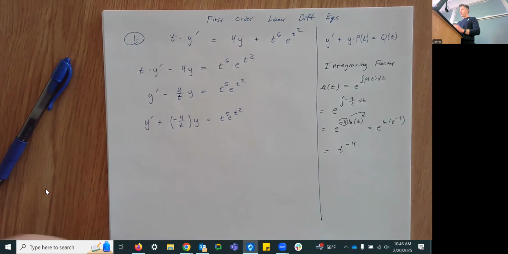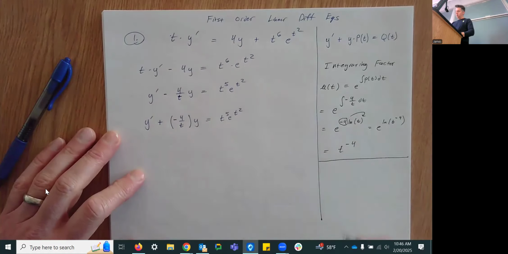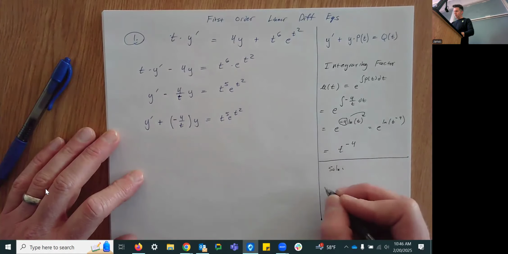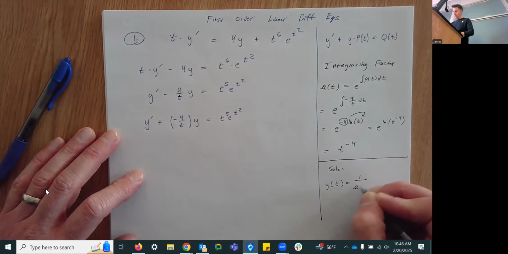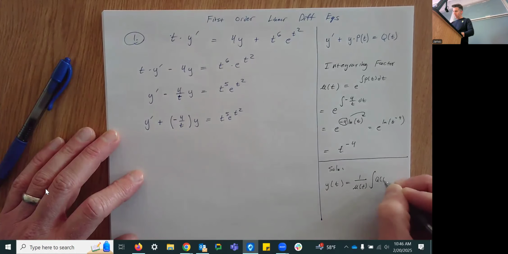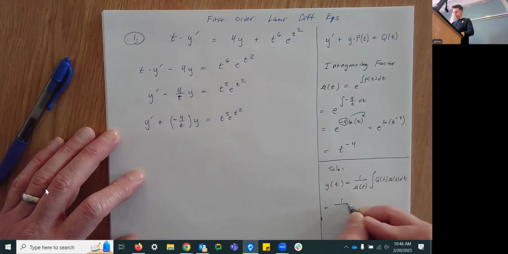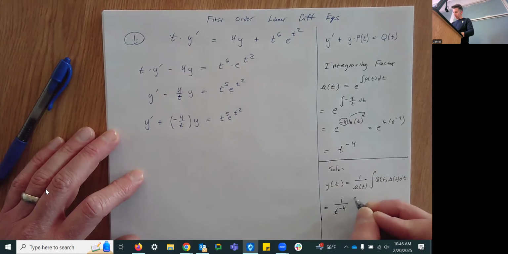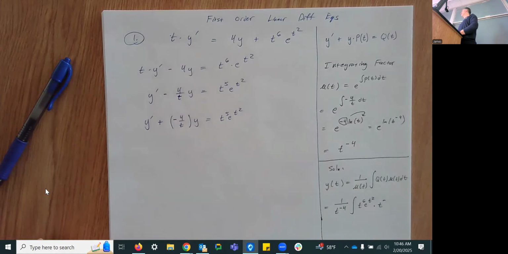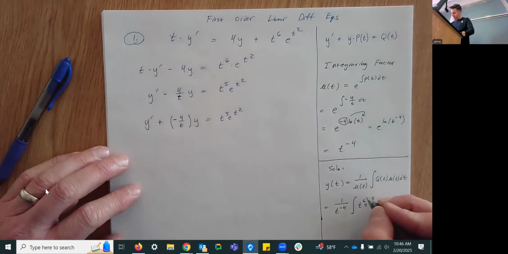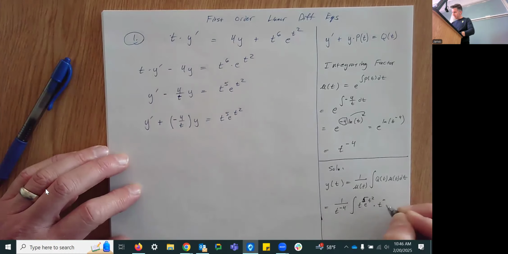Some people are totally fine with you jumping straight to the end and saying, great, our solution is going to be y of t equal to 1 over our mu of t times the integral of q of t times mu of t, which in this case would be 1 divided by t to the negative 4th times the integral of t to the 6th, oh, what? Not t to the 6th, t to the 5th, right? It's a t to the 5th times t to the negative 4.